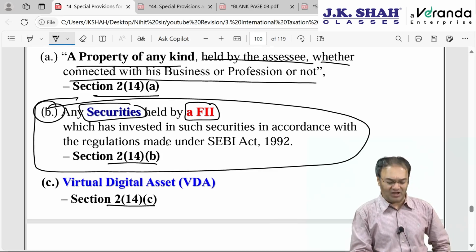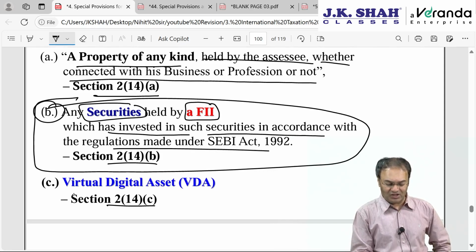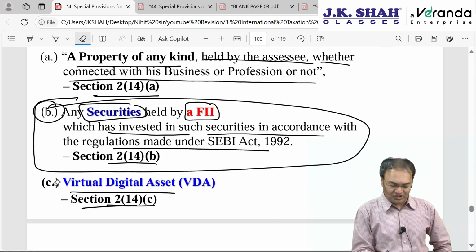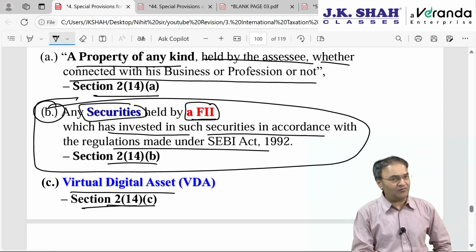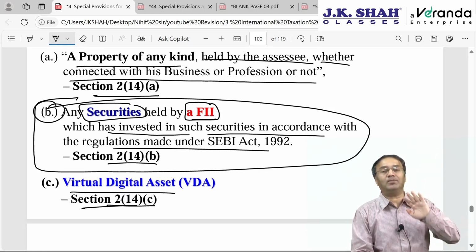Securities held by FII in accordance with which they have invested in accordance with SEBI guidelines, and virtual digital asset. Even virtual digital asset is also not that important. So from exam perspective, remember that when you apply capital gain chapter to foreign company, non-residents, FII, FII is ideally a foreign company. MAT will not apply.